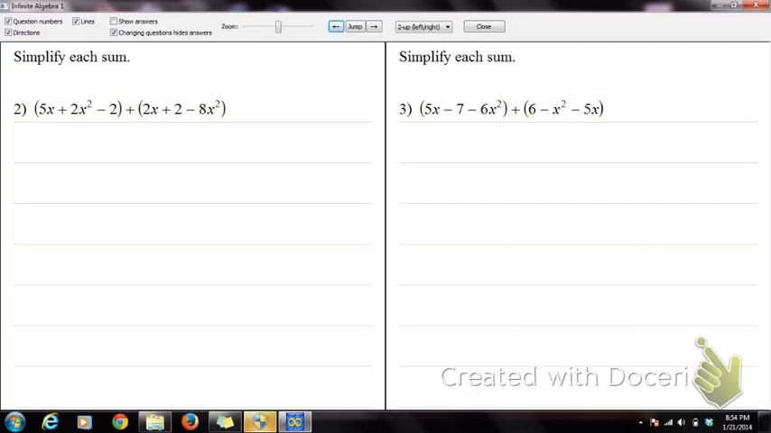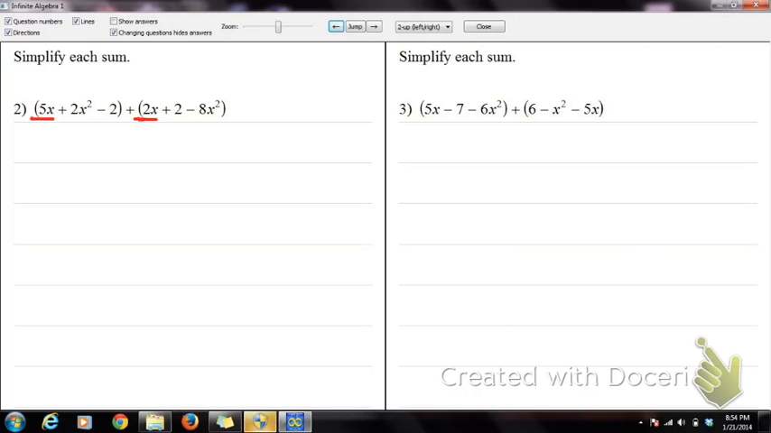To underline like terms, I'll use different colors. So we see a 5x over here. Let's look around, see if we see another term that has a single x. We see a positive 2x.